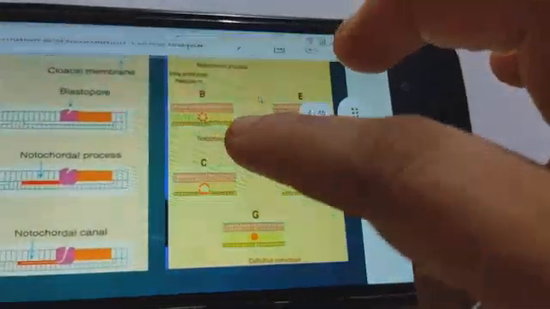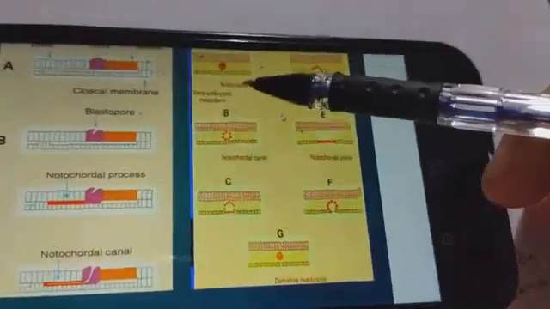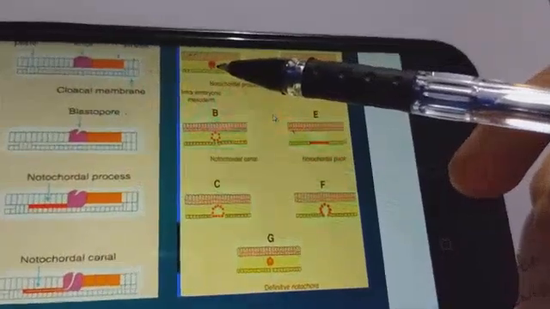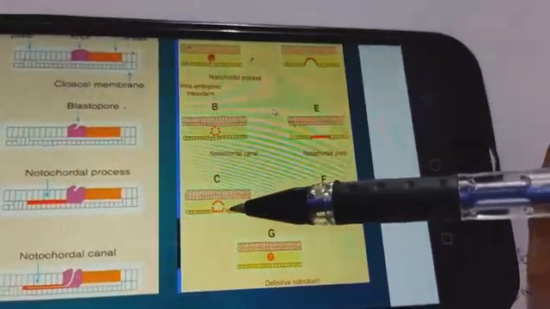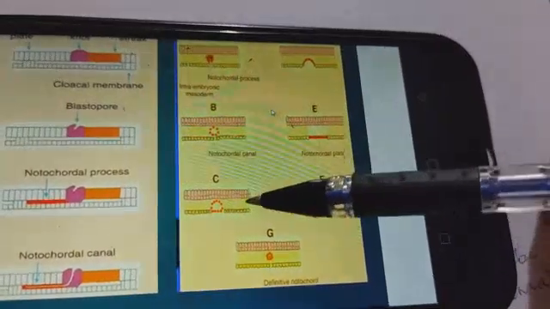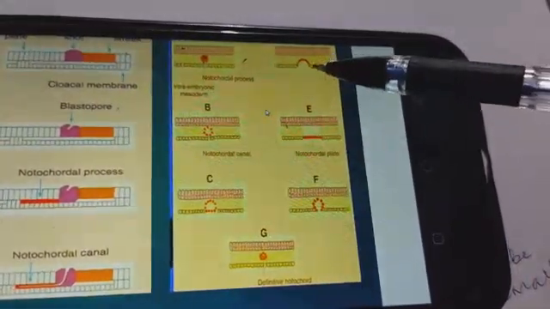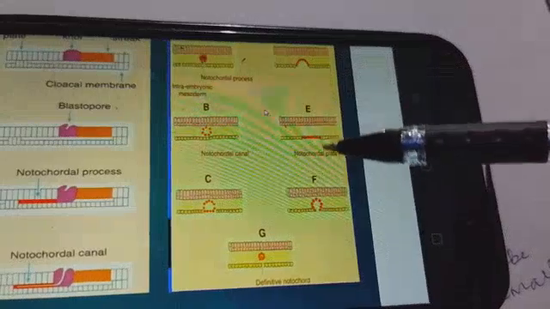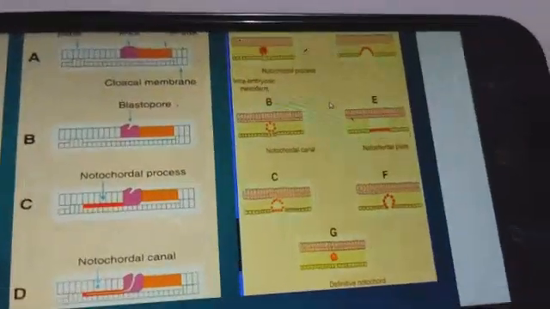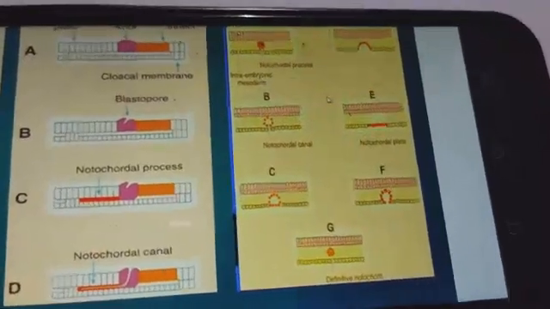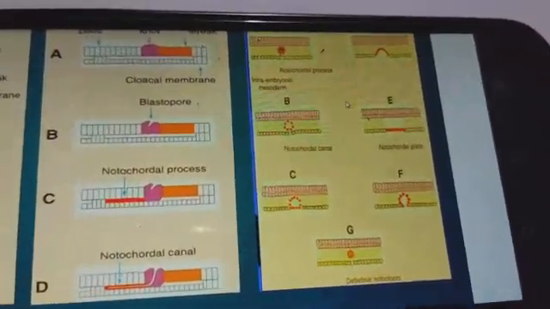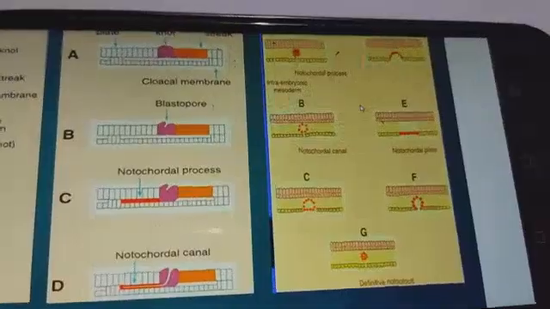So what happens here is, first it was like a mass of cells, then there was a canal, then there was like this, then the formation of the notochordal plate, and finally the formation of the definitive notochord. This is in the horizontal section.